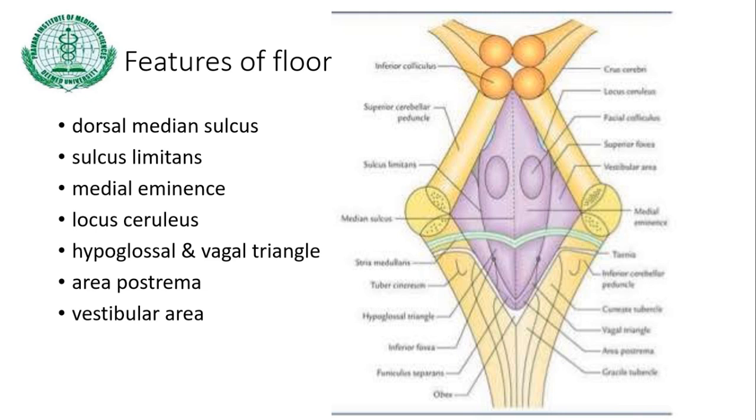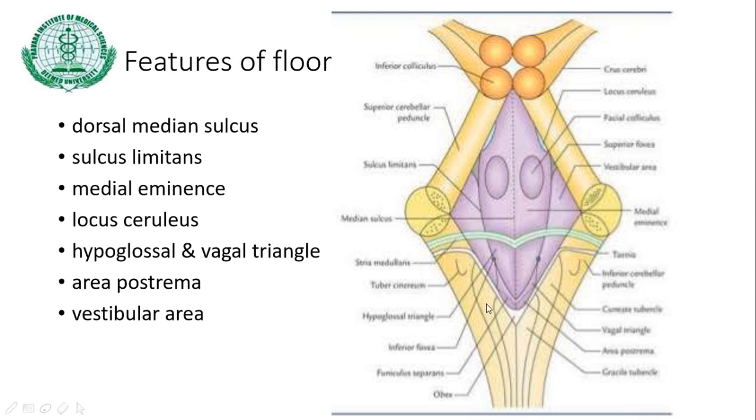Now below the inferior fovea, in between the hypoglossal triangle and the vestibular area, there lies another triangular area. This is known as the vagal triangle, where lies the dorsal nucleus of the vagus. Now an ependymal thickening that is known as funiculus separatus is present in between the vagal trigone and the area postrema.